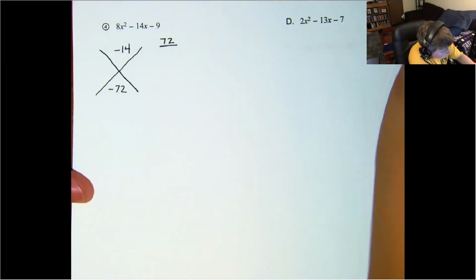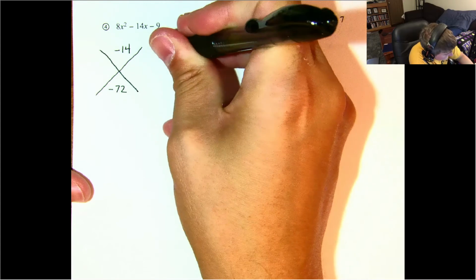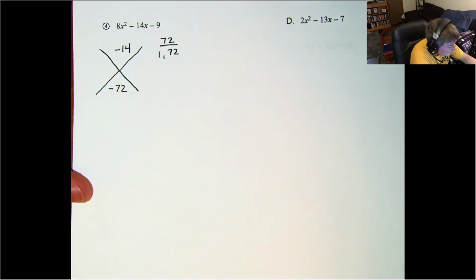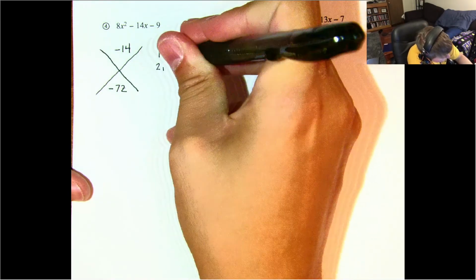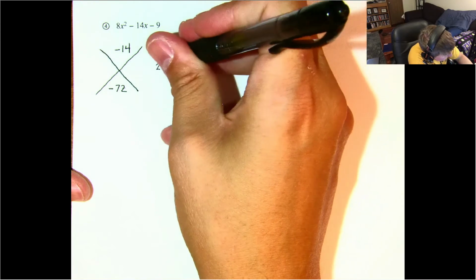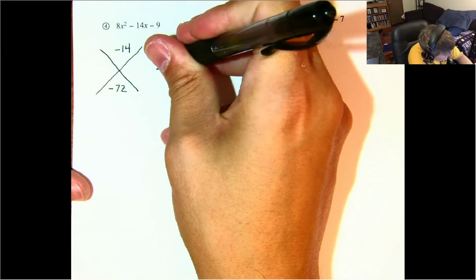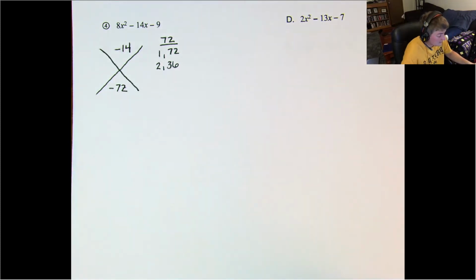Okay, so here I am going to have 1 and 72 as my first combination. And I'm multiplying to a negative, so one has to be negative and one has to be positive. So there's no way I'm getting to 14. The next one would be 2 and 36. Okay, and now there's no way that's getting to 14, so that's not the combination.